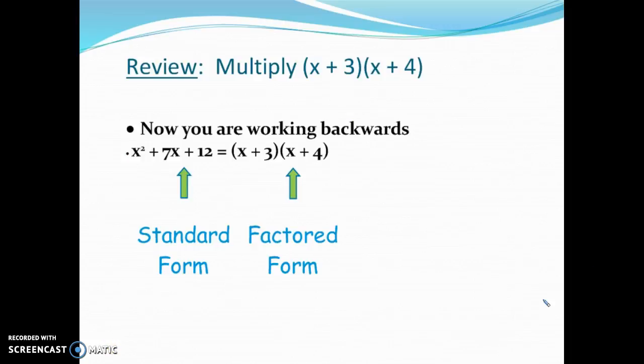So to review, if we think back to multiplying, I'm multiplying two binomials and you either FOIL or you box it and you end up with a trinomial. So now instead of going from x plus 3 times x plus 4 to x squared plus 7x plus 12, we're going to work backwards from standard form and get it back into our factors, our parentheses.